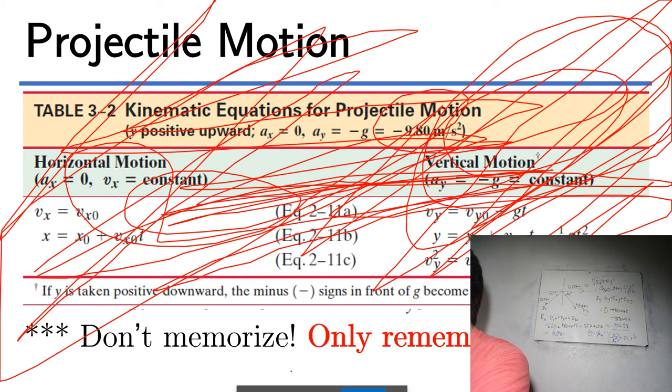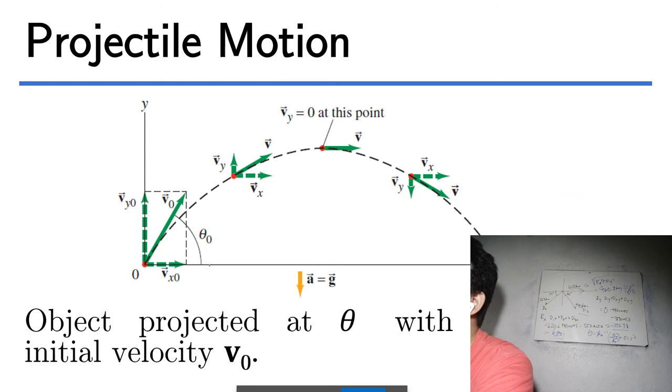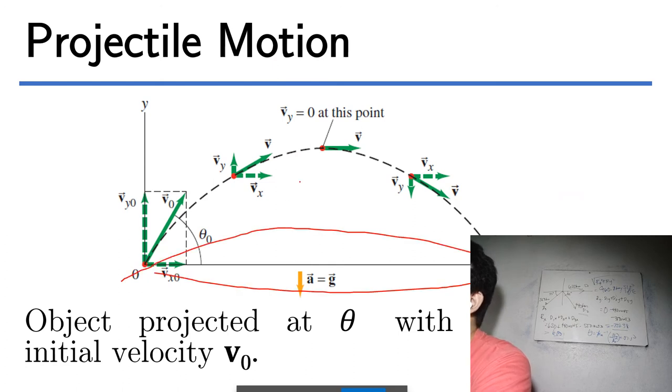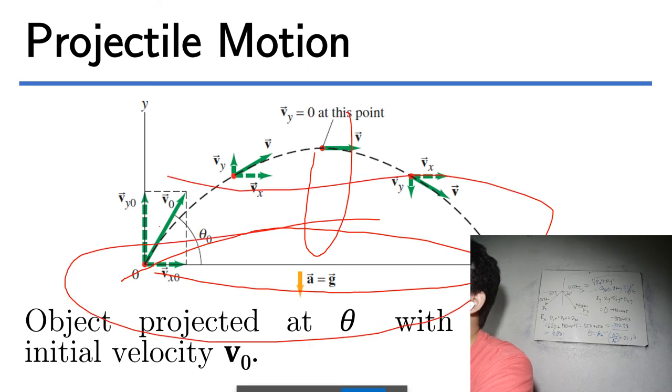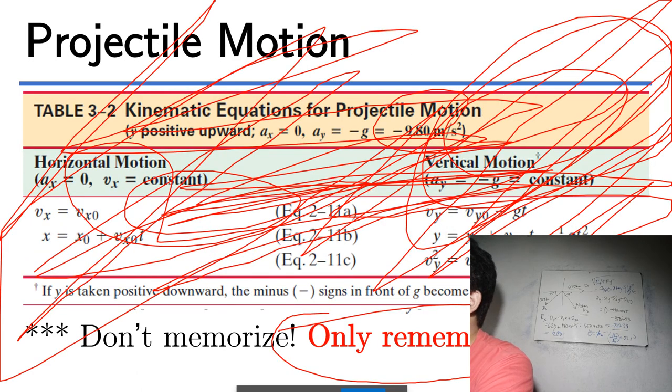So, ito lang tatandaan niyo, no? Dahil nga, sa x, constant yung velocity, ito yung range, no? Ito yung range, kasi ito yung height, no? Horizontal distance is just equal to Vxt, kasi nga, constant yung x velocity, no?